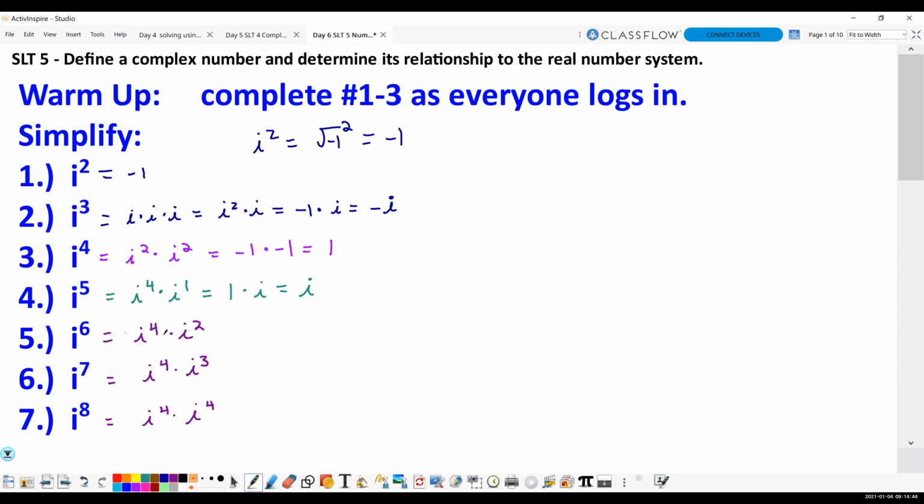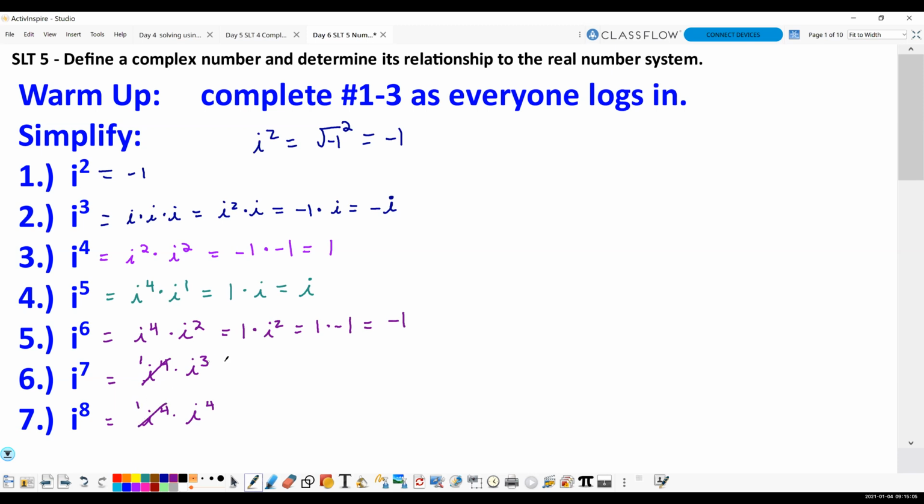Okay, so for number 5, i to the sixth, separating that into 4 plus 2, i to the fourth is just 1. And I know that i squared is just -1. And so 1 times -1 is -1. I know i to the fourth is 1, so at this point, every time I have an i to the fourth, I'm just going to make that a 1.